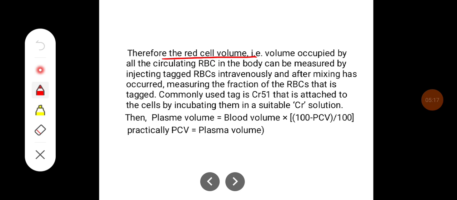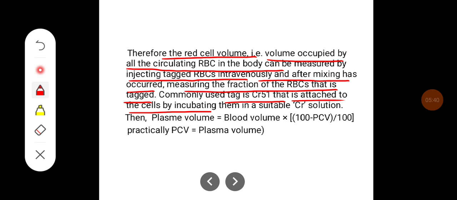Therefore, the red cell volume, that is the volume occupied by all the circulating RBC in the body, can be measured by injecting tagged RBC intravenously, and after mixing has occurred, measuring the fraction of RBCs that is tagged. A commonly used tag is chromium 51, which is attached to the cells by incubating them with chromium solution. So then plasma volume is equal to blood volume into 100 minus PCV divided by 100.